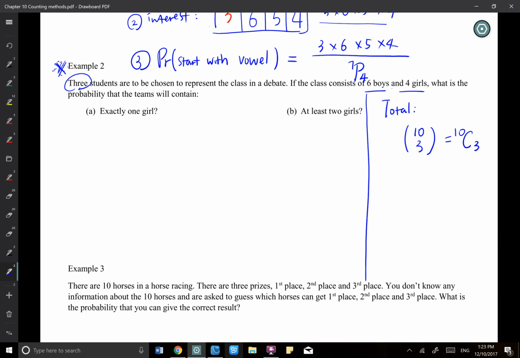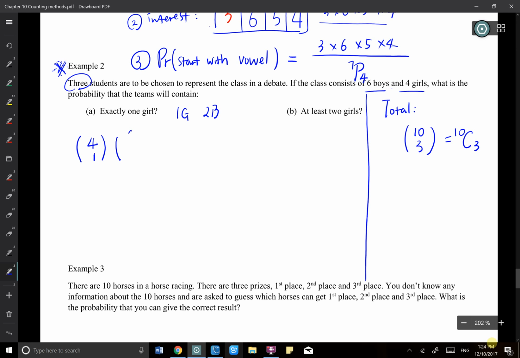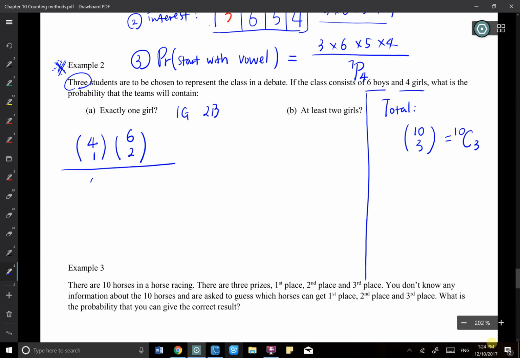Now let's look at the specific case. What I want is exactly 1 girl. If I have 1 girl, how many boys do I need? 2. I need 2 boys. So how many girls are there? 4 girls. I want to select 1, times 6 boys, select 2. This is the specific number of ways I want, and it goes over the total. The total is 10C3.